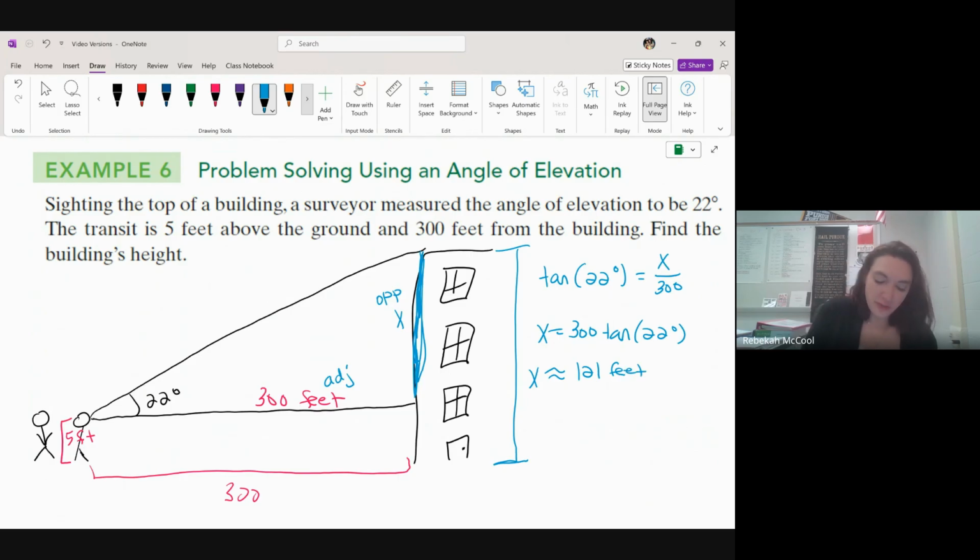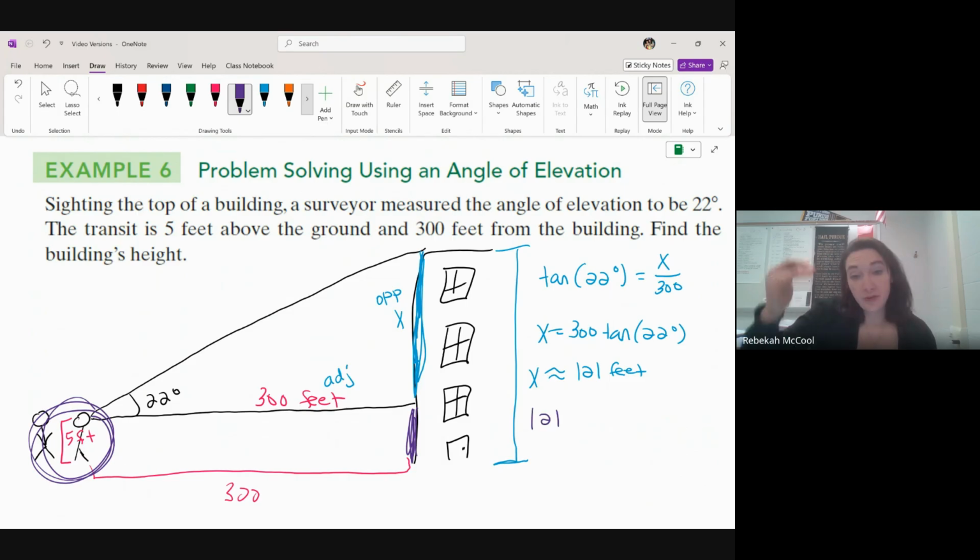But this is where we have to be careful, because this machine isn't coming from ground level, whereas the building is. So this is where that extra 5 feet comes into play. We have to take the 121 from the triangle that we formed and then add on the 5 feet for the height of our tool to get the total height of the building to be about 126 feet.